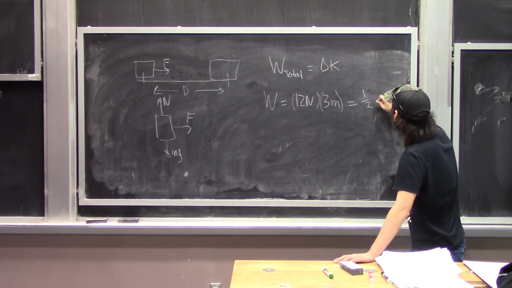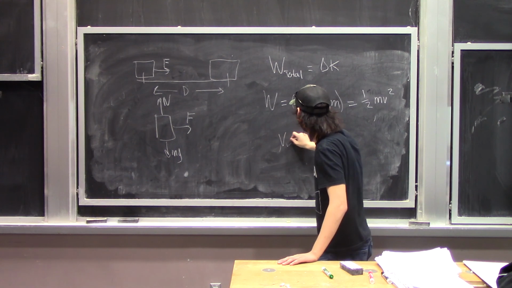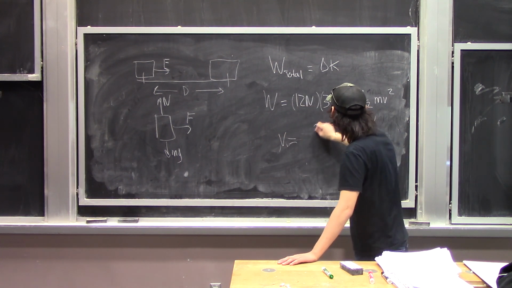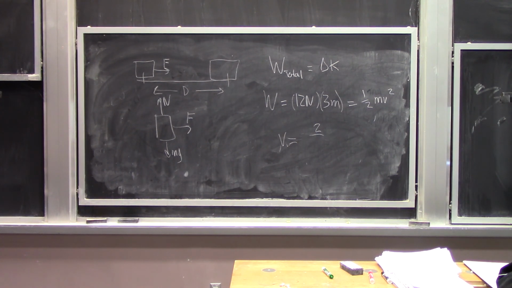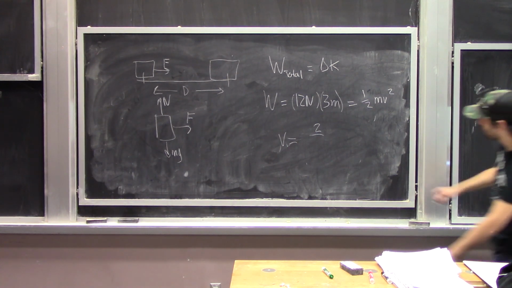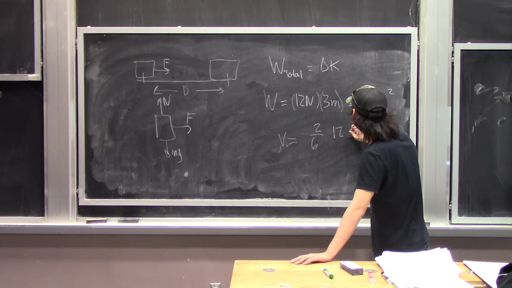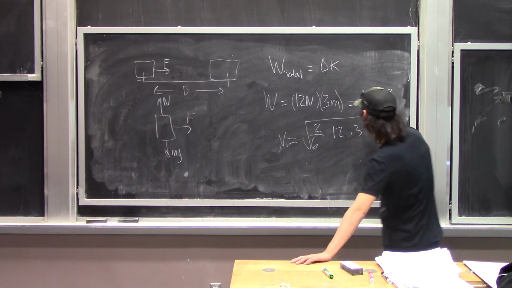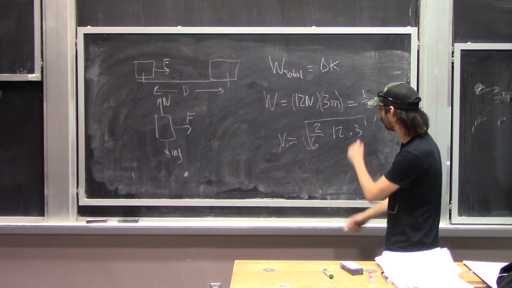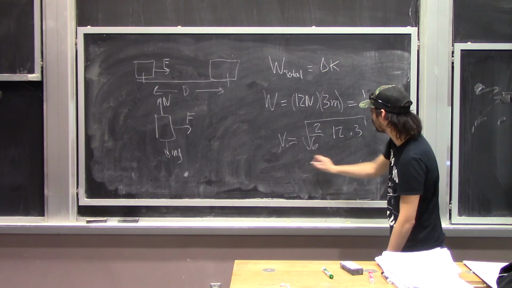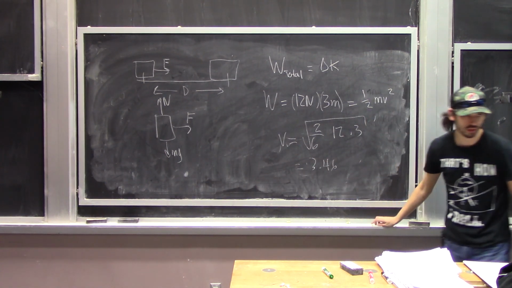So this is going to be 1/2 mv squared. You can rearrange this, and then v is equal to the square root of 2 over m, where m is 6 kilograms, times 12 times 3. This one doesn't work out as cleanly because of the square root, but if you want to approximate it, it ends up being 3.46.